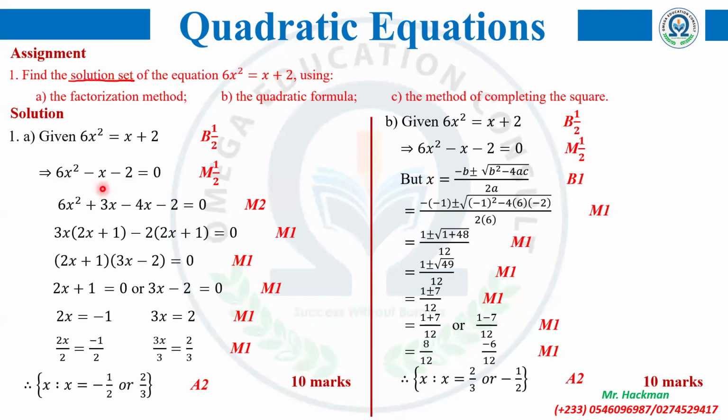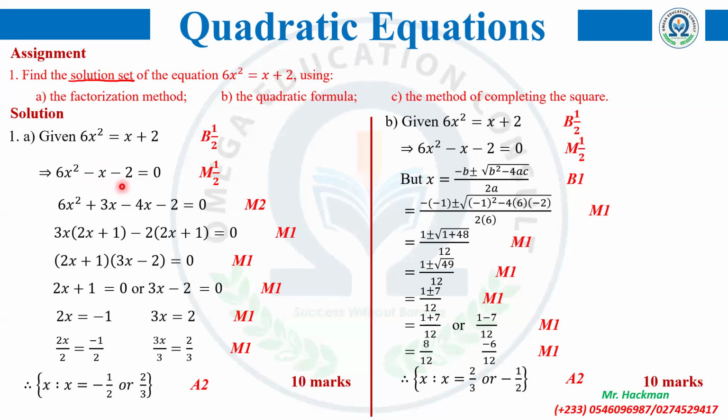And when we add, we'll get minus 1. So the factor pair that you settle on must satisfy these two conditions. The multiplication should give you the product of 6 and minus 2, which is minus 12. And the addition should give you minus 1, which is the coefficient of the x.